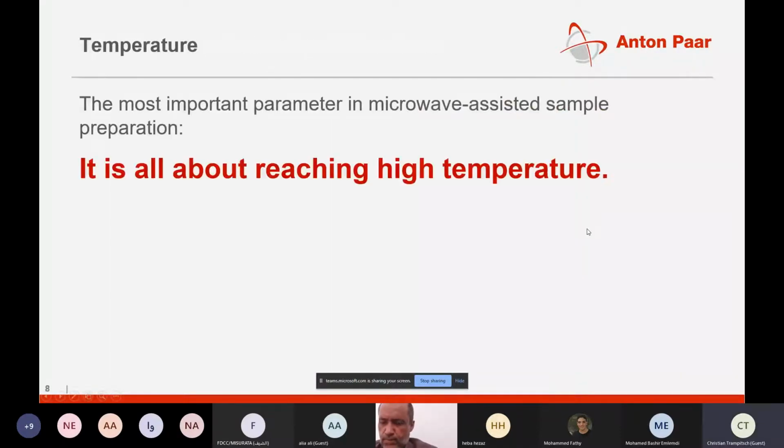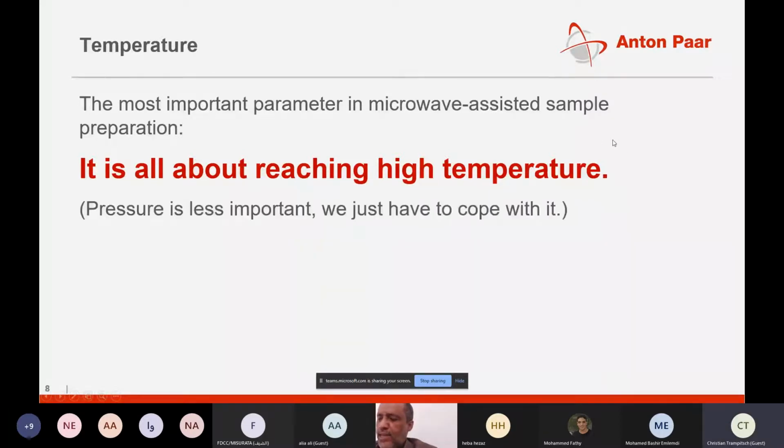Temperature is the most important parameter in microwave-assisted sample preparation. So what we aim for is to reach high temperature. Pressure is also something we have to consider, but this is not that important. With pressure, we just have to cope somehow. We have to manage that somehow. Pressure is not a parameter for the performance of a microwave digestion system.